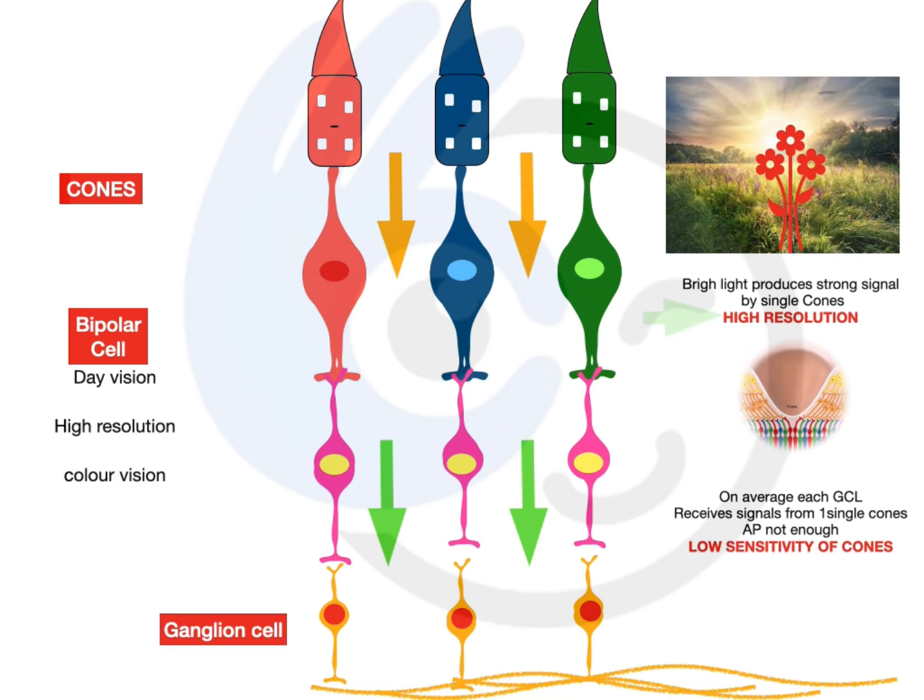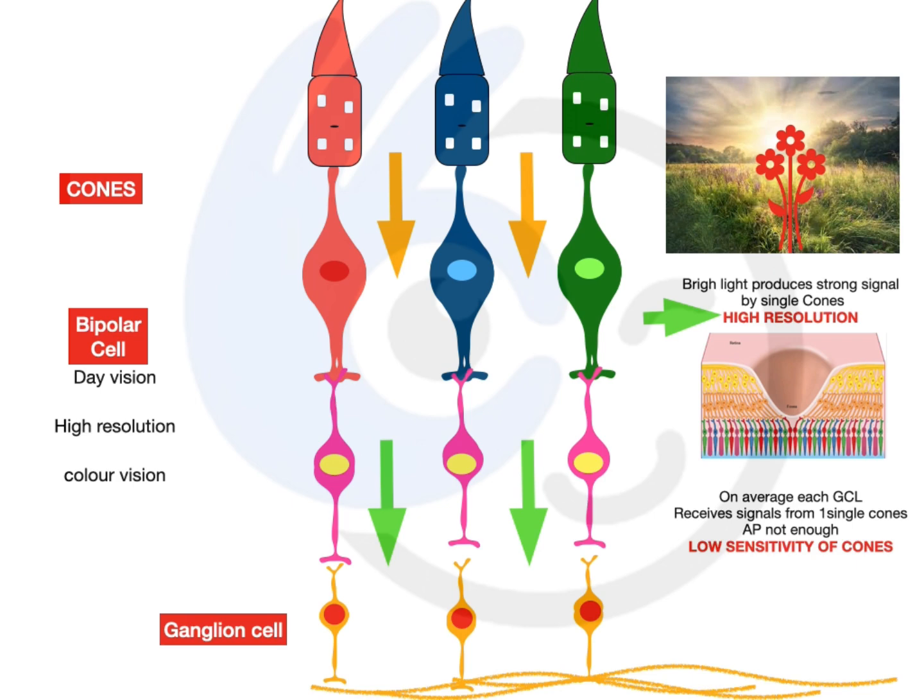Whereas with the cones, each cone will connect to a single ganglion cell, so their resolution will be more. So when you see a person, you will be able to identify his nose. Even a small mole on the face you will be able to detect.